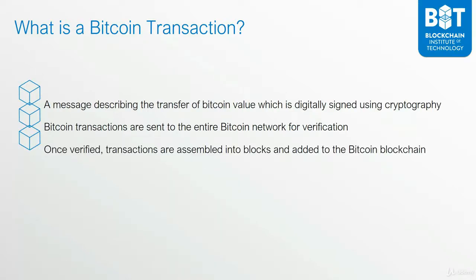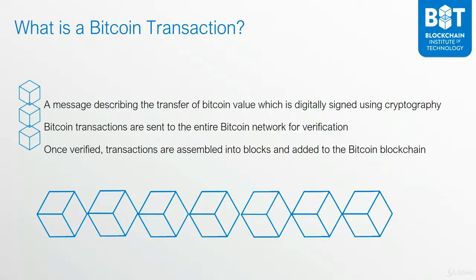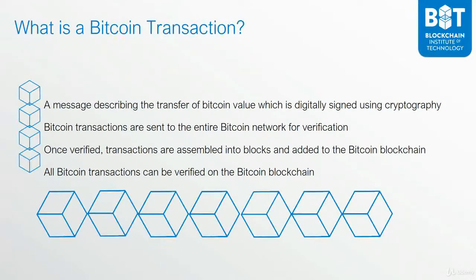Once a transaction is verified, these transactions are assembled into blocks and they are added to the Bitcoin blockchain. Each transaction, as it gets added into the block, becomes a permanent part of the Bitcoin blockchain. Because of this, all Bitcoin transactions can be verified on the Bitcoin blockchain. It is important to note that there are multiple transactions per block on the Bitcoin blockchain, and the miners cluster together groups of transactions into blocks.